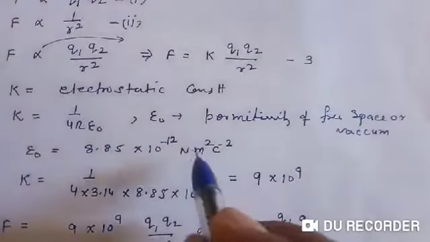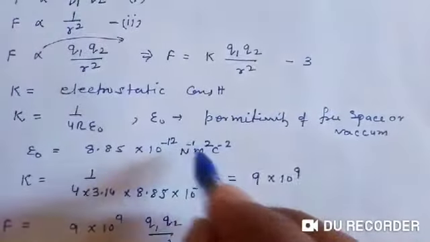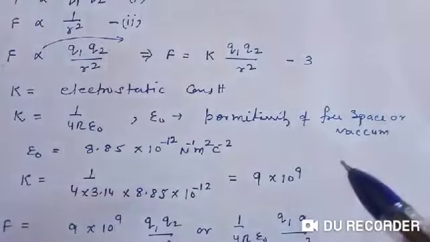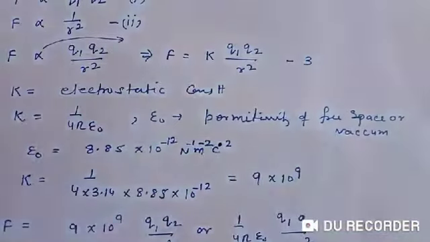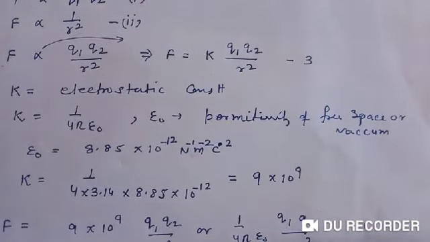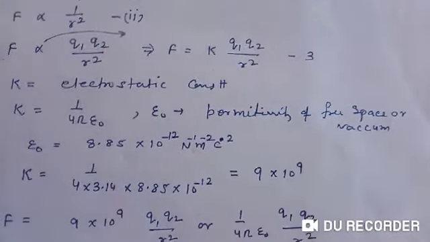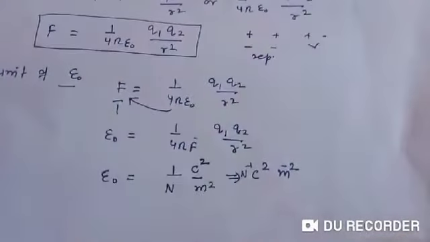So we have the units: per Newton, per meter square, and Coulomb square. These are the units of permittivity of free space.